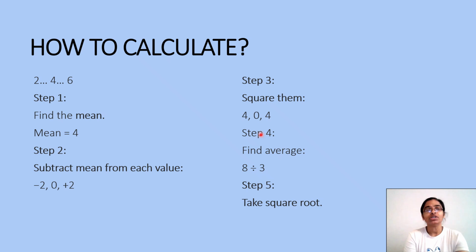Now step 4 is to find the average of the three numbers that you obtained in step 3. So 4 plus 0 plus 4 divided by 3. That is 8 divided by 3. And step 5 is to take the square root of whatever you received in step 4. That will be the standard deviation: the square root of 8 divided by 3. In the exam, calculators usually do the arithmetic. You just need to understand the topic.